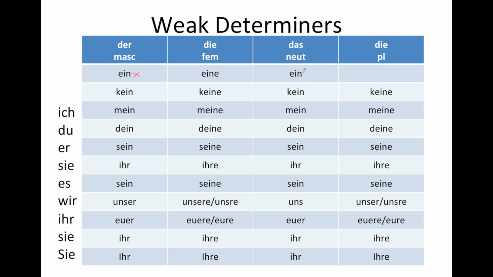So for masculine and neuter, we have no ending. And for feminine and plural, we have an e. Ein Mann, eine Frau, ein Kind. Kein Mann, keine Frau, kein Kind. Keine Kinder. Mein Mann, meine Frau, mein Kind, meine Kinder.